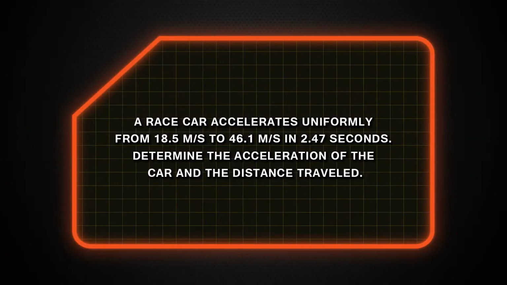A race car accelerates uniformly from 18.5 meters per second to 46.1 meters per second in 2.47 seconds. Determine the acceleration of the car and the distance traveled.